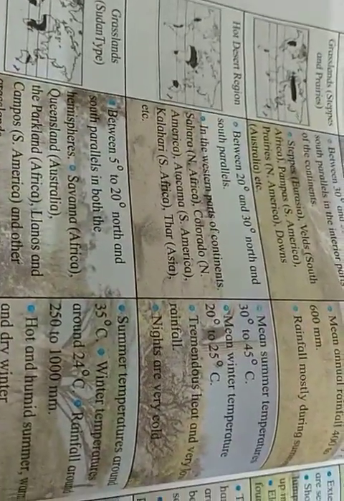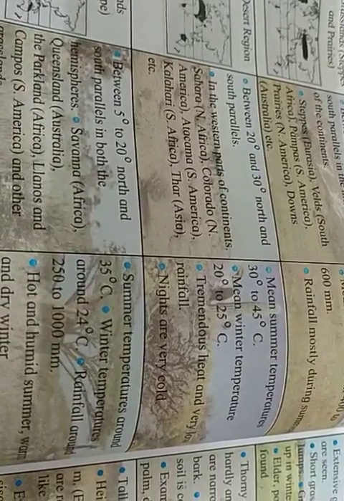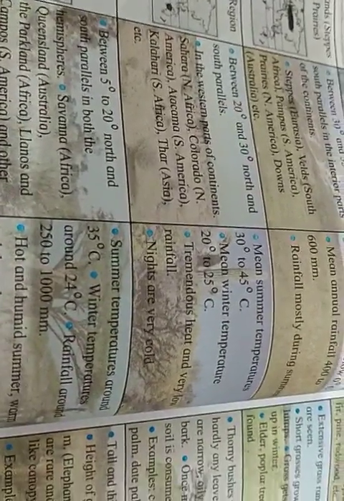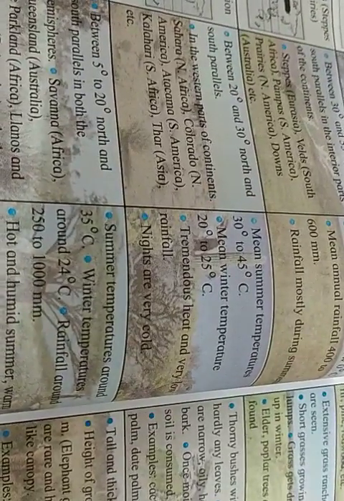Now you will see the climate. So here is the climate. Mean summer temperature 30 to 45 degrees, mean winter 20 to 25 degrees, tremendous heat and very low rainfall. Nights are very cold, that means extreme hot and extreme cold, that climatic condition you can experience in this region.